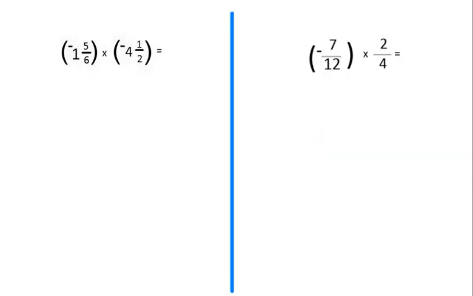All right, now remember we need to make these mixed or improper fractions. So 6 times 1 is 6, plus 5 is 11. So negative 11 over 6 times 2 times 4 is 8, plus 1 is 9, negative 9 over 2. I have a negative times a negative, so my answer is going to be positive. Okay, let's do my checks.